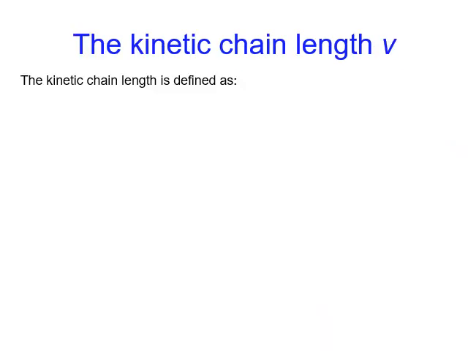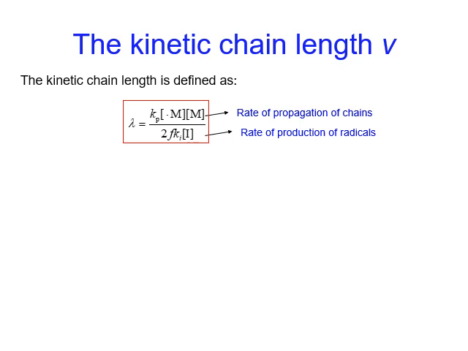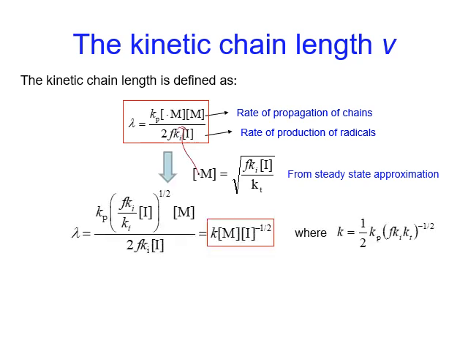The kinetic chain length is defined as the rate of propagation of chains divided by the rate of production of chains. The radical concentration can be calculated using steady state approximation. Plugging into this equation, we can calculate the kinetic chain length. Note that the rate of propagation is half order with respect to I, but the formation rate is first order. So this gives you negative half order for initiator. So it is first order with monomer and negative half order with I.